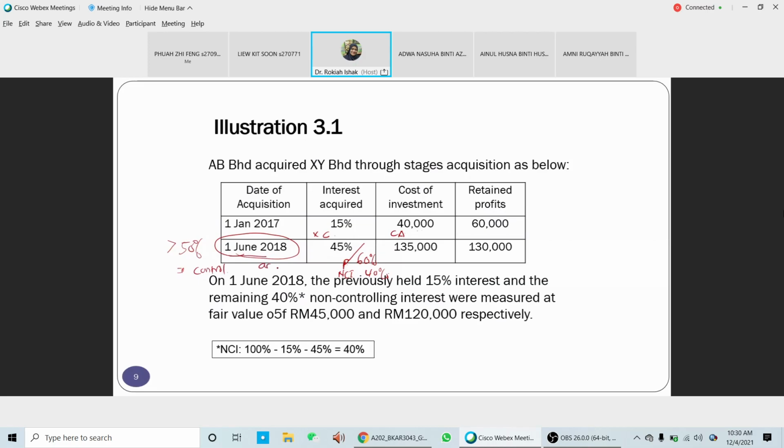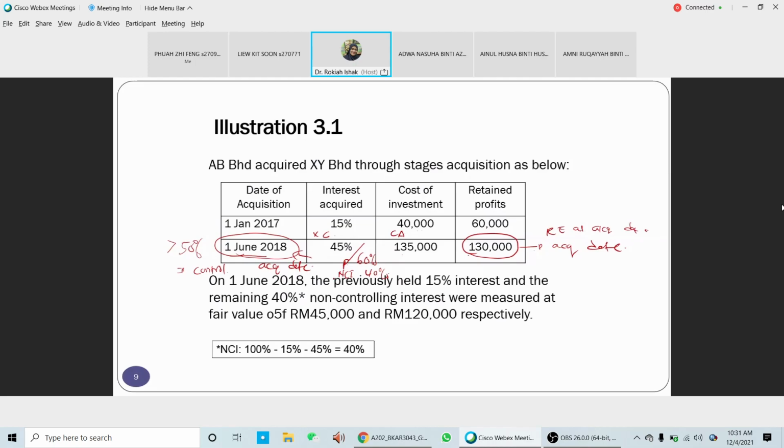So your acquisition date here will be on 1st of June, the date when you have control over the company. The cost of investment, the one that you paid for the 40% shares, the new shares that you add here, is 130. The retained profit on 1st of June here is 130. So this is your acquisition date. We're going to use this 130 as the retained earnings at acquisition date.